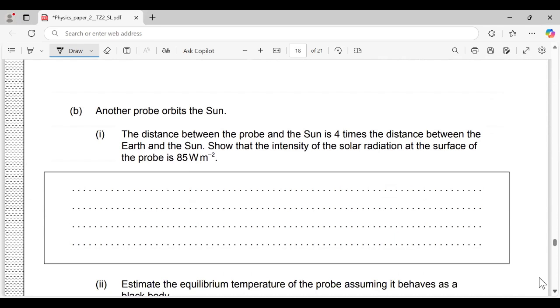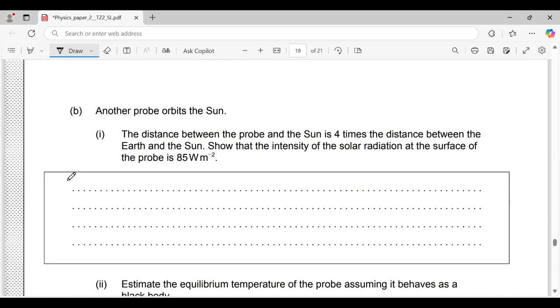Another probe orbits the sun. The distance between the probe and the sun is 4 times the distance between the Earth and the sun. Show that the intensity of the solar radiation at the surface of the probe is 85 watts per meter squared.